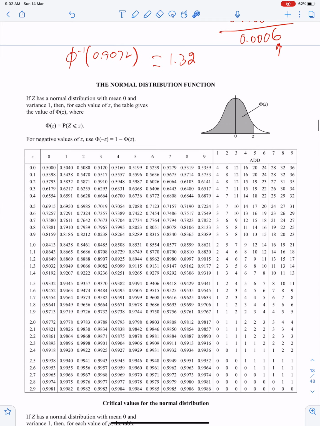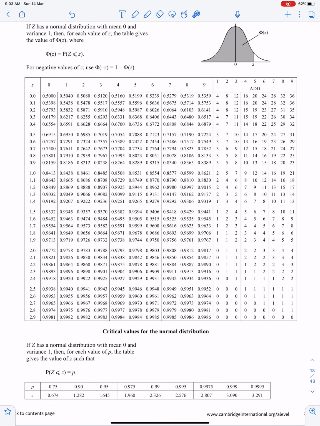This one. See, your number is here. If you search 6 horizontally in this row, you'll get 6 here. This is 6, and the number is 4. 6 is under 4. And this number is 1.32.